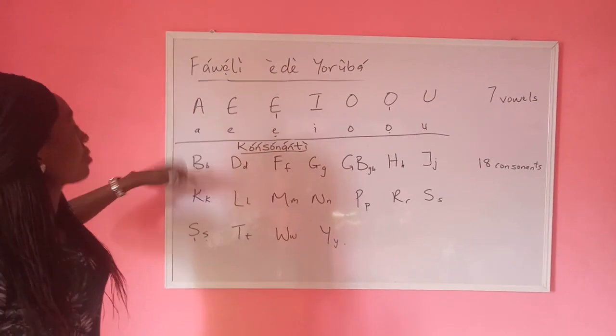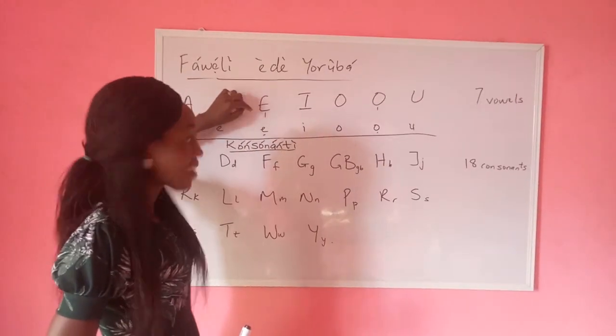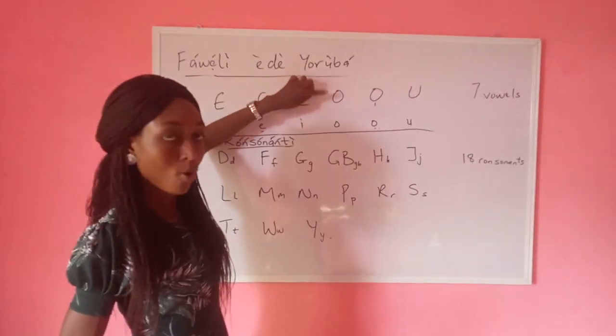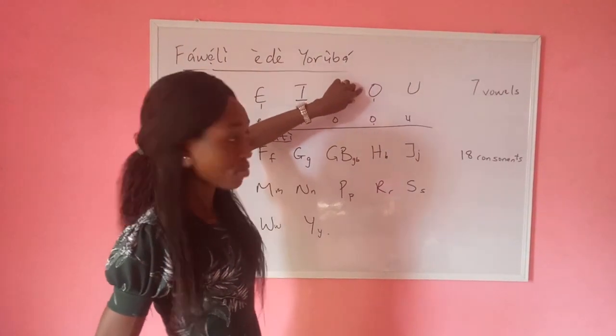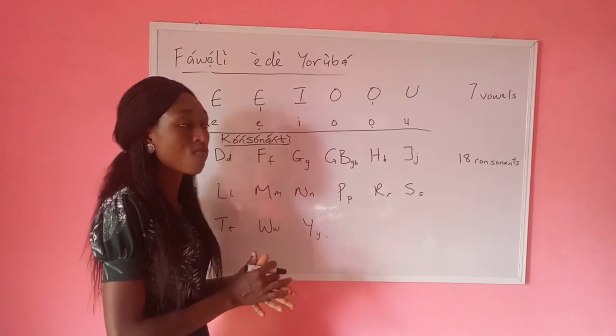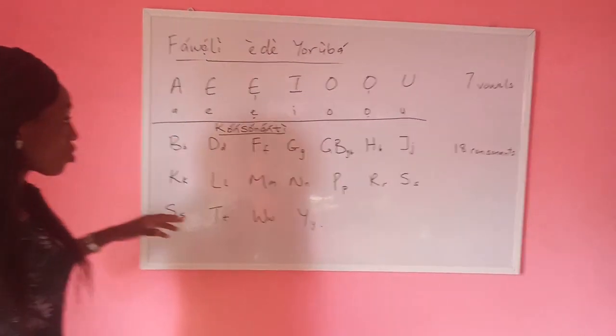A, E, I, O, U. So that is the 7 vowels we have in Yoruba language. And now to the consonants.